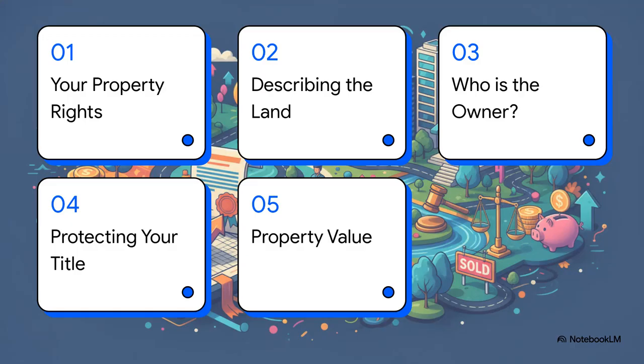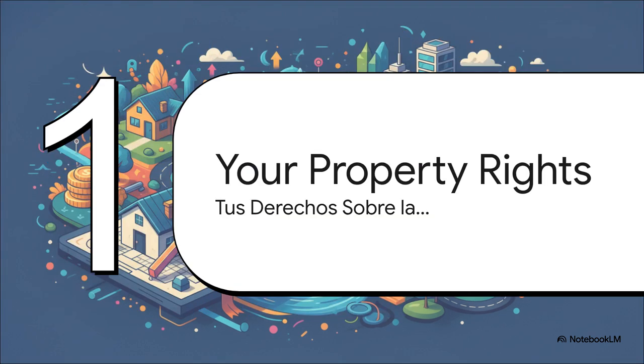To make this all super easy to digest, we've organized everything into 5 sections. We're going to kick things off with your property rights, then we'll cover how to describe land legally. After that, we'll dive into who the owner is, how to protect that ownership, and we'll wrap it all up with how we figure out a property's value. Let's do this. First up, Section 1, your rights over the property.